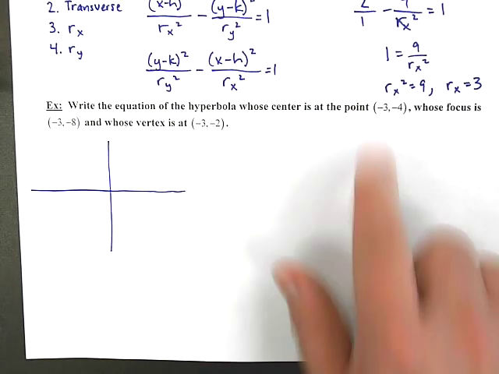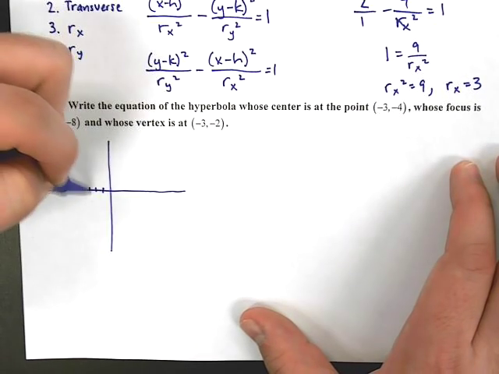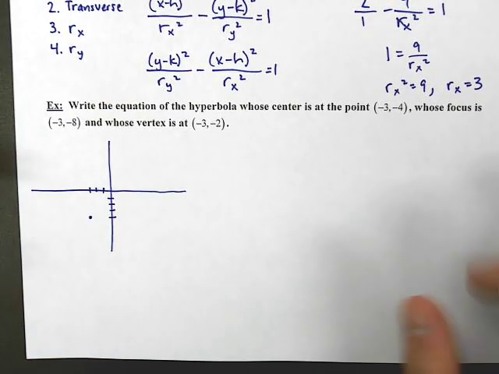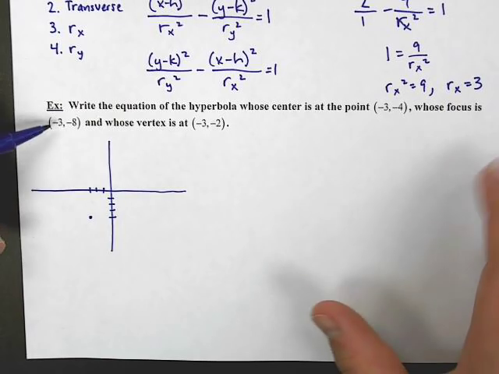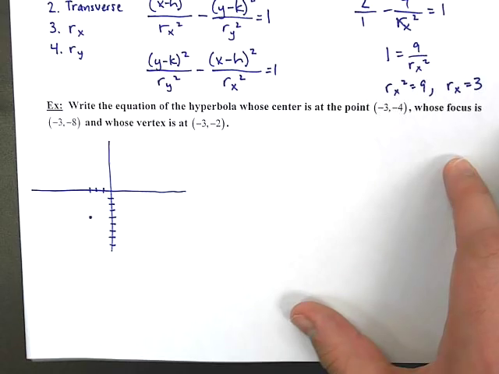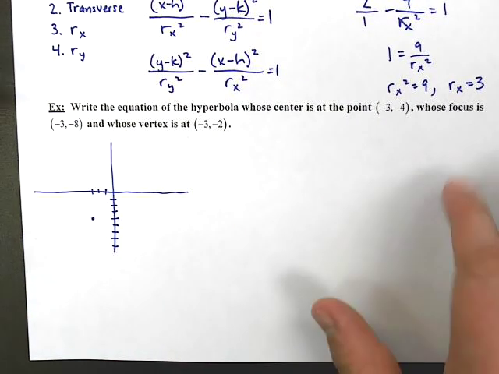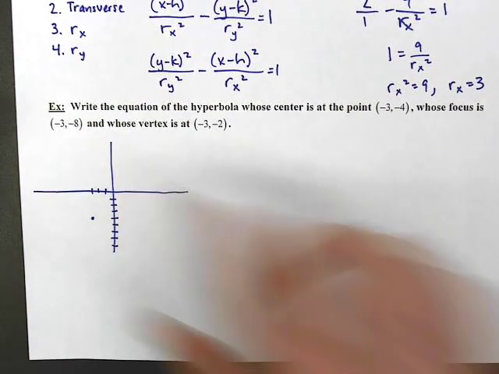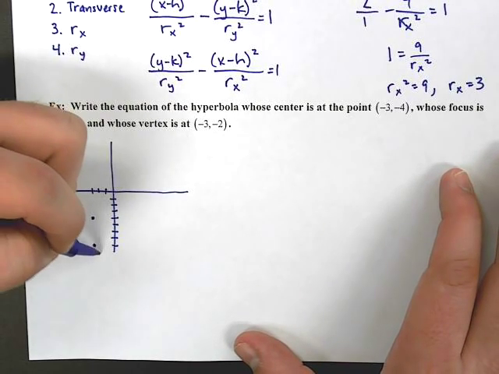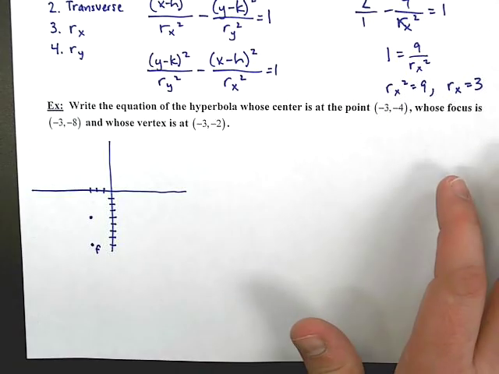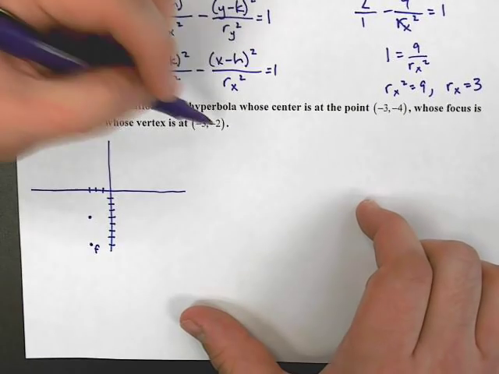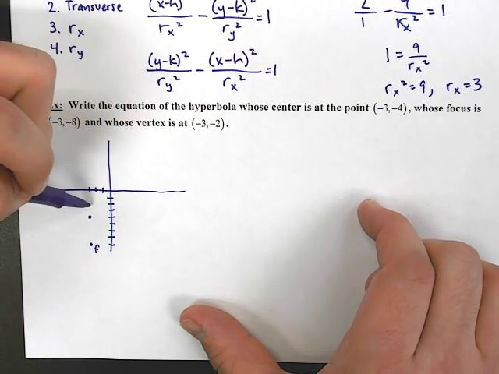All right, center is at -3, -4. So here's our center. We know the focus is at -3, -8, so I have to go down another 4. 1, 2, 3, 4. Ooh, I'm sorry, it's just one focus. So we have a focus at -3, -8. Let's be really careful to make sure we label that as a focus. That's important. We also know that we have a vertex at -3, -2, so that's actually 2 above.